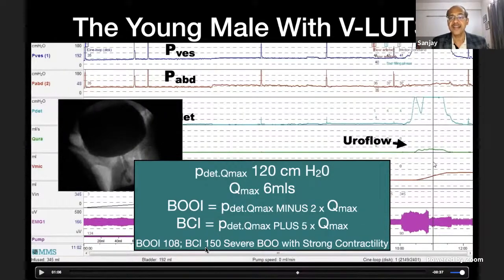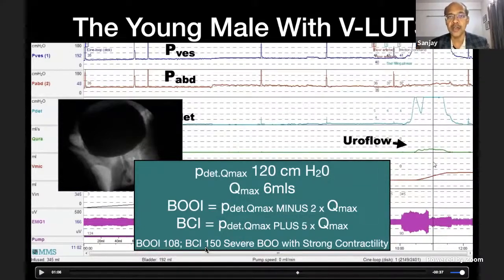Having said that, these indices are far from perfect. Our own data suggests that the median bladder contractility index in about 1,600 patients whom we have just reported, it's under consideration in a journal, was about 98 or 99, if I remember correctly, telling us that half the patients in whom we end up doing urodynamics actually have contractilities in the weak contraction zone.